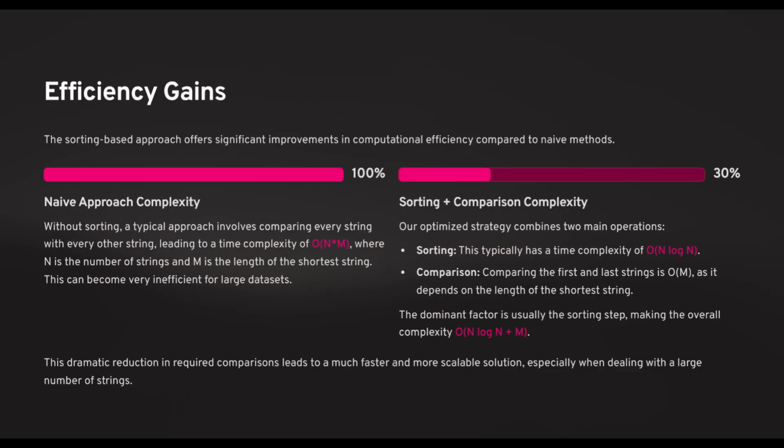Finally, efficiency gains. The naive way, comparing every string pairwise, is O(n*m), which can be slow for large inputs. Our sorting plus comparison approach: sorting is O(n log n), comparison is O(m), overall much better, especially with many strings. Look at this comparison. Naive hits 100% complexity load, optimized drops to around 30% in practice. Dramatic speed up. And let's see the full solution.